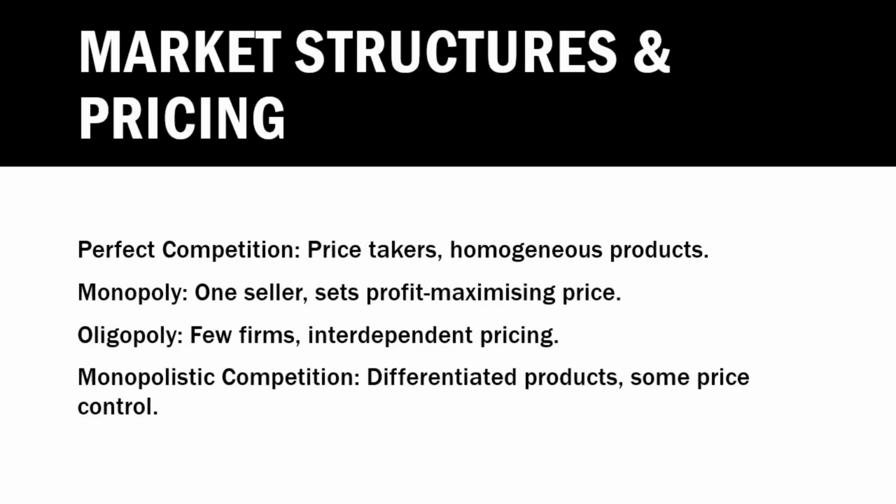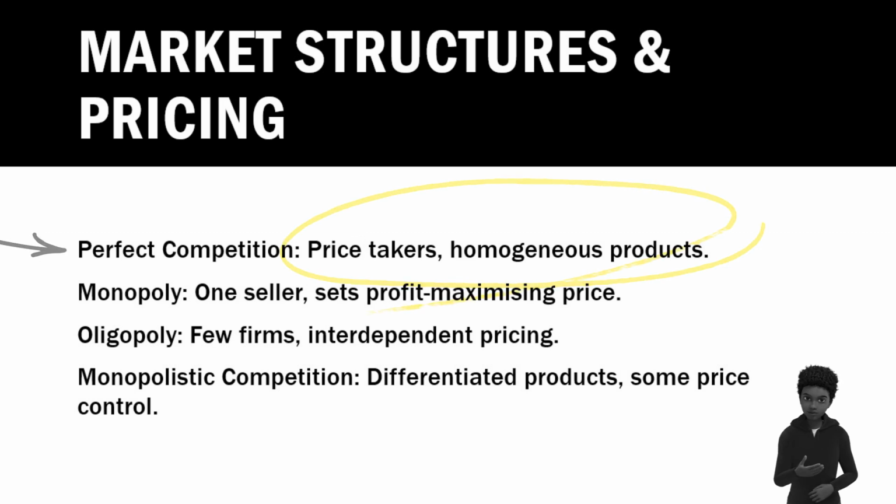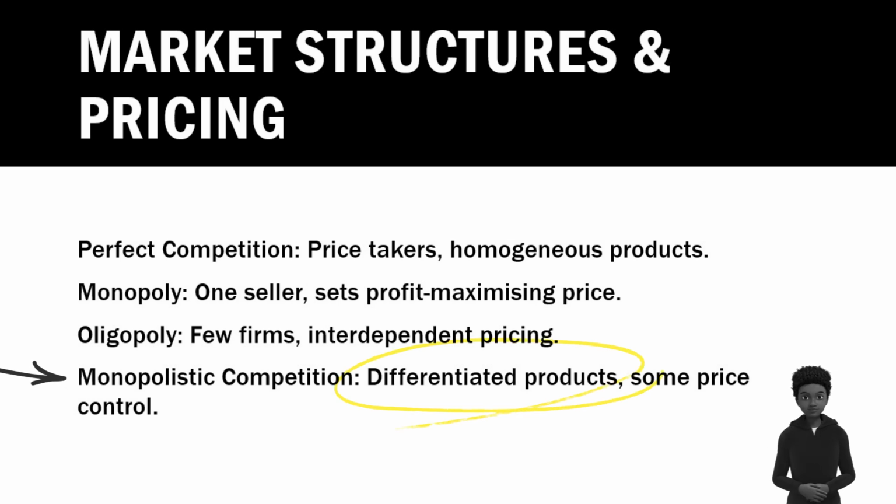Market structures. Different markets give businesses different levels of power to set prices. In perfect competition, firms are price takers. In a monopoly, one seller can set prices freely. In an oligopoly, a few firms dominate, so each one carefully watches the others. And in monopolistic competition, products are differentiated, so companies have some control over pricing.